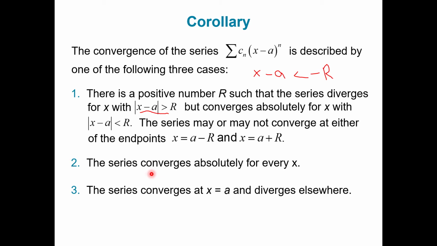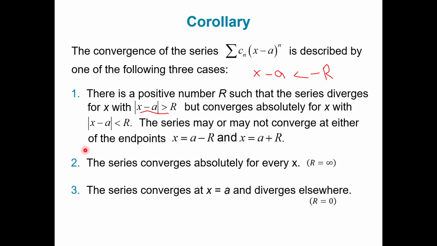The series converges absolutely everywhere, for all x. In that case, your radius of convergence would just be infinity. Your series converges everywhere. The other possibility is that the series converges at only one value, only at the center a. If you plug in a, a minus a is 0, and it diverges everywhere else, so it only converges at that one point. So your radius of convergence would be 0.